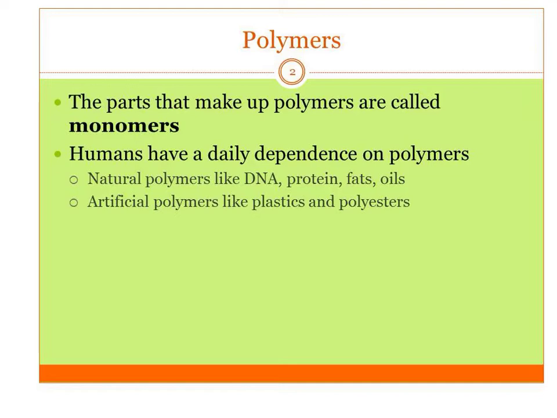Polymers are everywhere. There are naturally occurring polymers like DNA, protein, fats, and oils, and there are man-made, synthetic, or artificial polymers like plastics and polyesters.